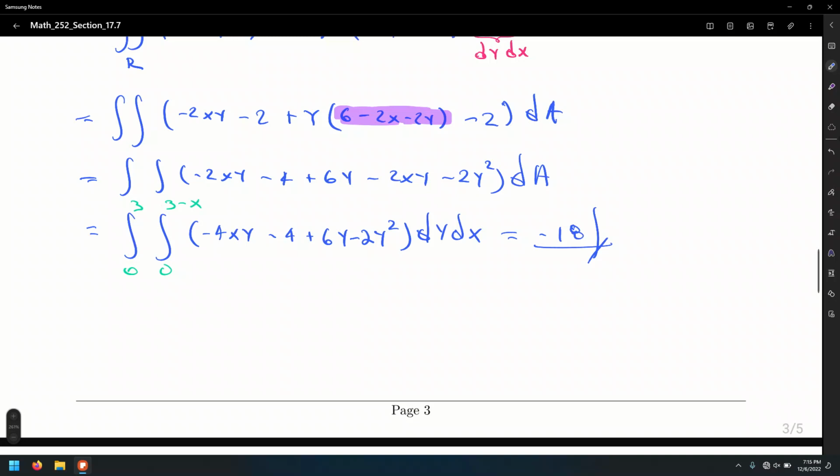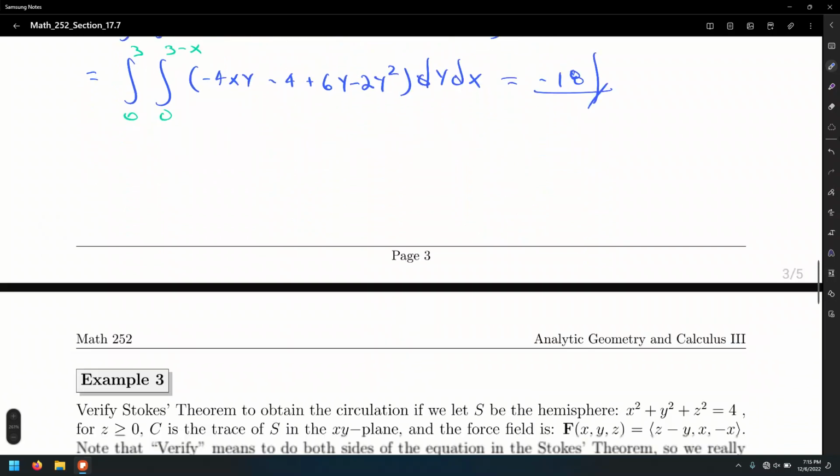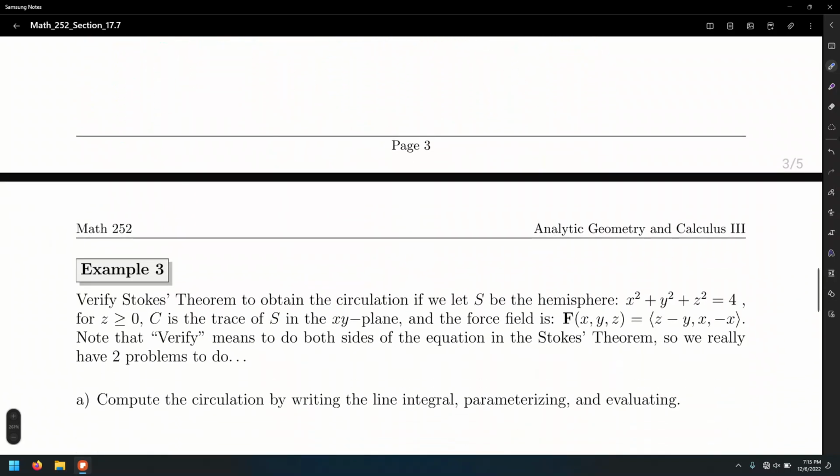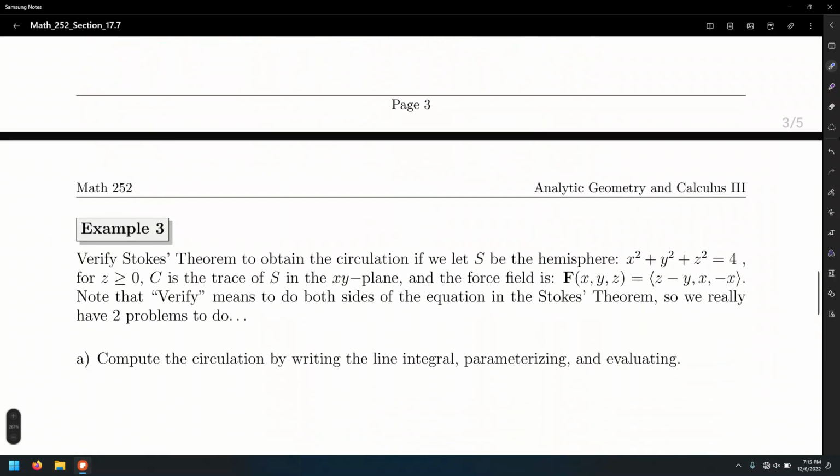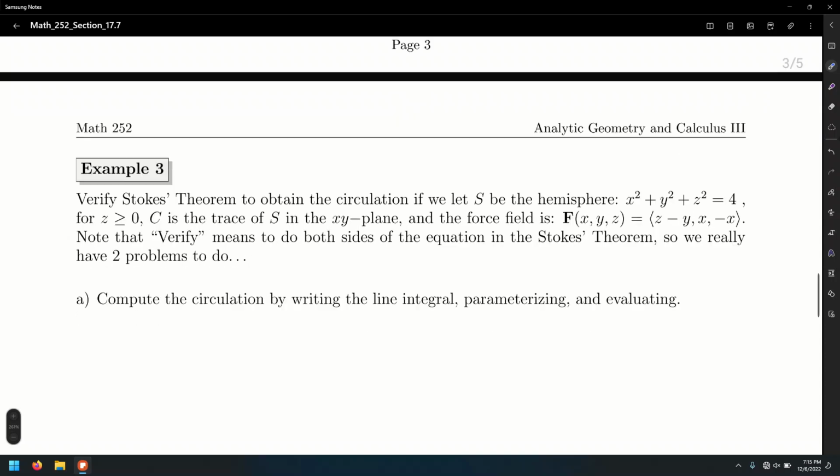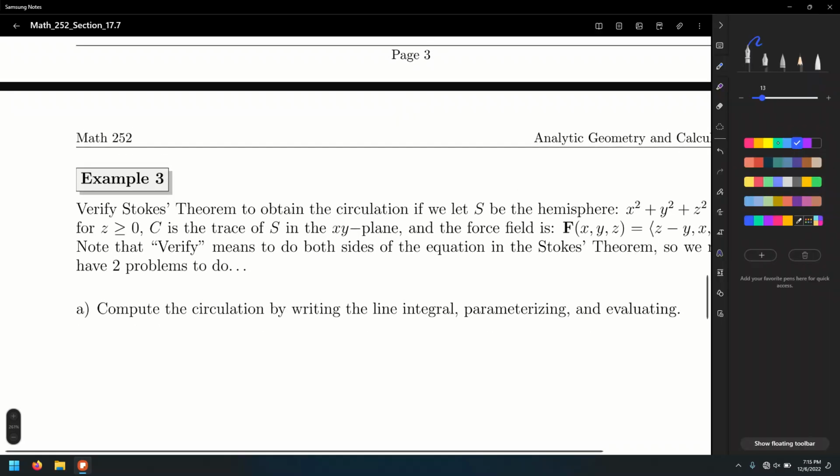Okay, so for the last example for this section, let's see. They're asking us to verify Stokes' theorem. So whenever you see the word verify, that means they're asking you to solve the problem using both sides of the formula. Solve it in this case, for example. Let me go about the Stokes' theorem.